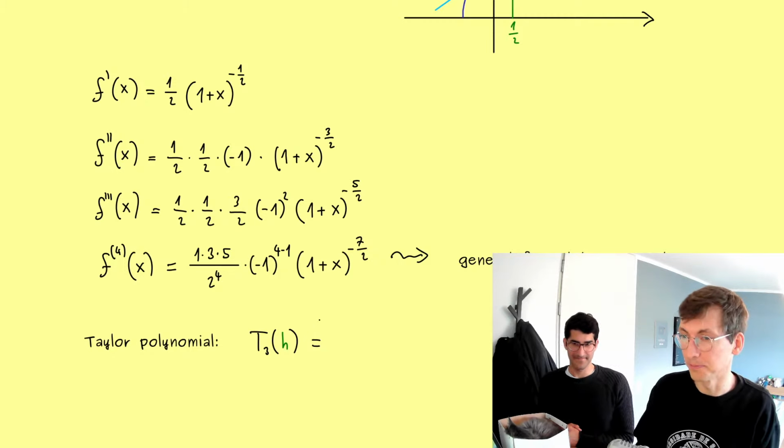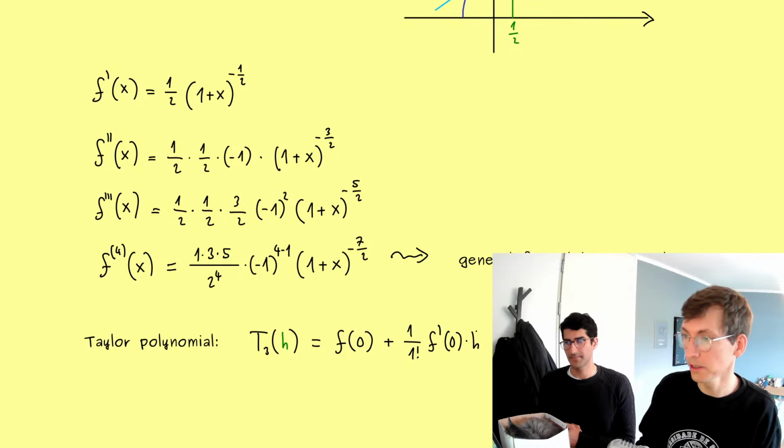Okay, what do we have here? Taylor polynomial. The first one is f at 0 plus 1 divided by 1 factorial f prime at 0 times h to the power 1 plus 1 divided by 2 factorial f second derivative at 0 times h to the power 2, and then the same with the power 3.